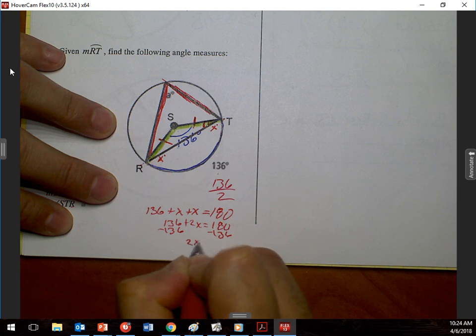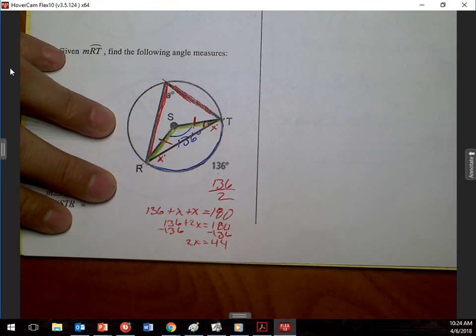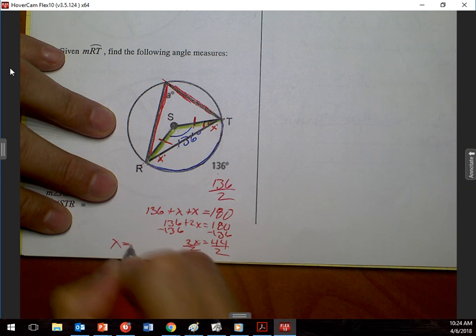So 2x is... 124? 44, right? Divide by 2. x is 22.